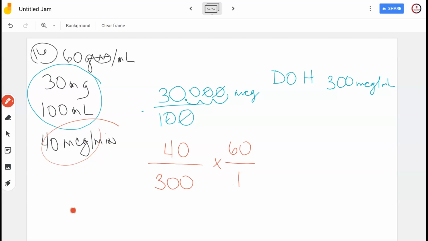So, before you go any further, you can simplify. This becomes 6 times 4 is 240, divided by 30. Again, you can simplify. Now, how many times does 3 go into 24? 8. So you're going to do 8 drops a minute.